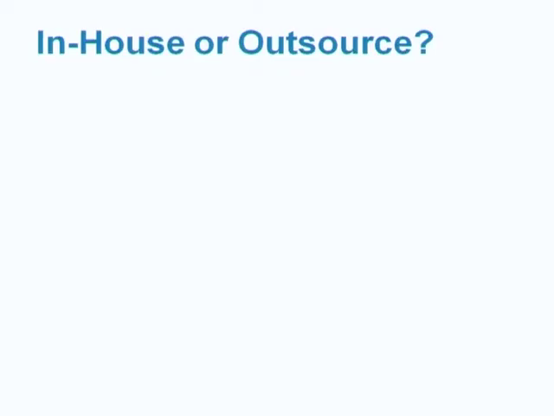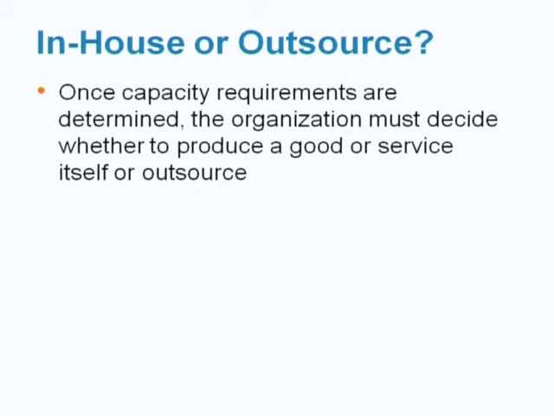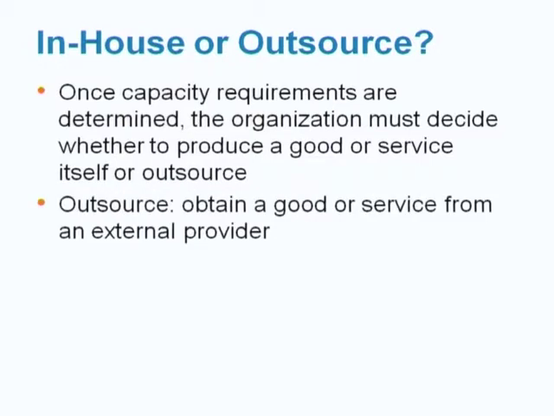In-house or outsourcing. Once the capacity requirements are determined, the organization must decide whether to produce the good or service by itself or use an outsourcing policy. Outsourcing means you have to obtain the good or the service from an external provider, or sometimes you have to hire another person to produce for you.